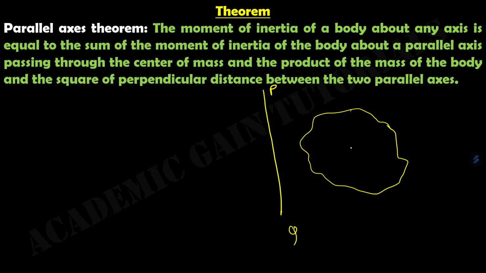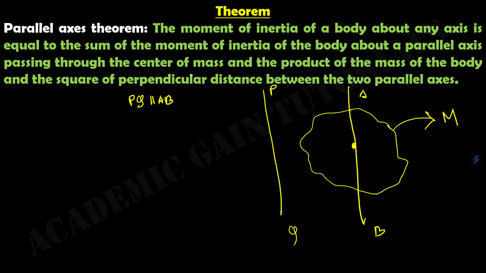Suppose this is the center of mass, and suppose the mass of this whole body is capital M, and this is the center of mass. So we have to draw a parallel axis to PQ going through the center of mass. This axis is going through the center of mass, and we can call it AB. So we can say that PQ is parallel to AB.